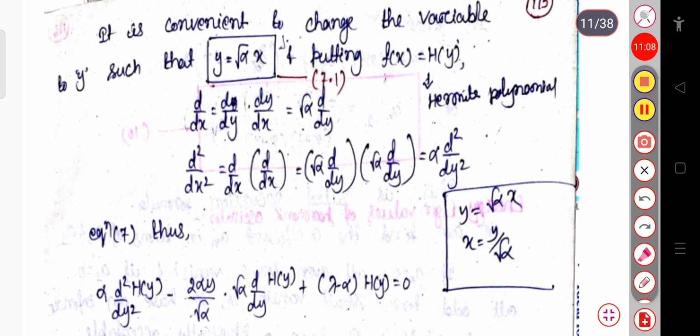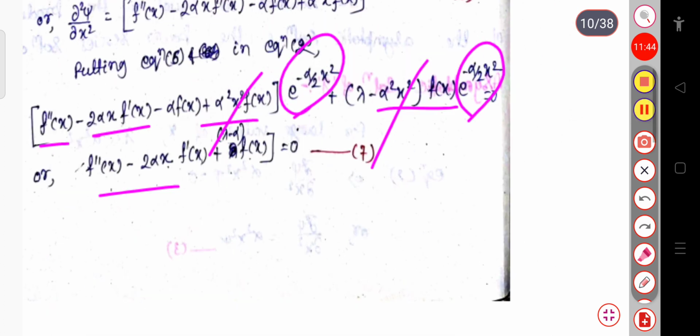Again if we take d square by dx square, then this will be equal to d by dx of d by dx, and here the value of d by dx is root alpha into d by dy, and also this d by dx is root alpha into d by dy. Simply this is root alpha into root alpha, that is alpha into d square by dy square. Okay. So now here you can see, if I substitute this f of x to be the Harmonic polynomial, that is h of y, the Harmonic polynomial is the solution of that equation.